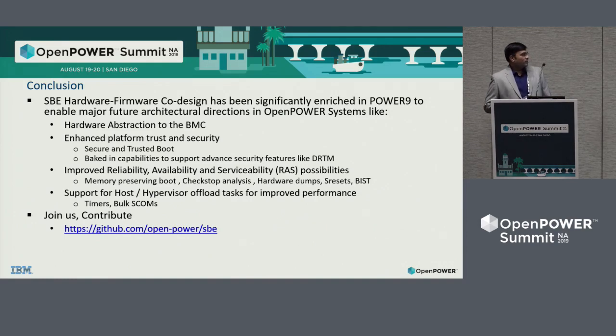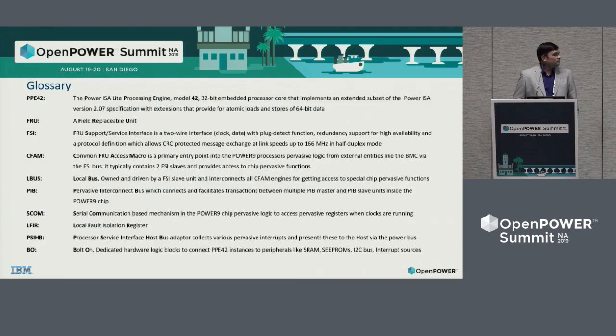Support host hypervisor offload tasks for improved performance. So we are in discussions with the Linux team on how to leverage this off-chip engine. I mean, off-uncore engine is what they call it because it's not used by the customers. So timers and bulk comms are some use cases which we have right now. And the source is all open. The code is all open source right here. So please feel free to go and make changes or get help on this.